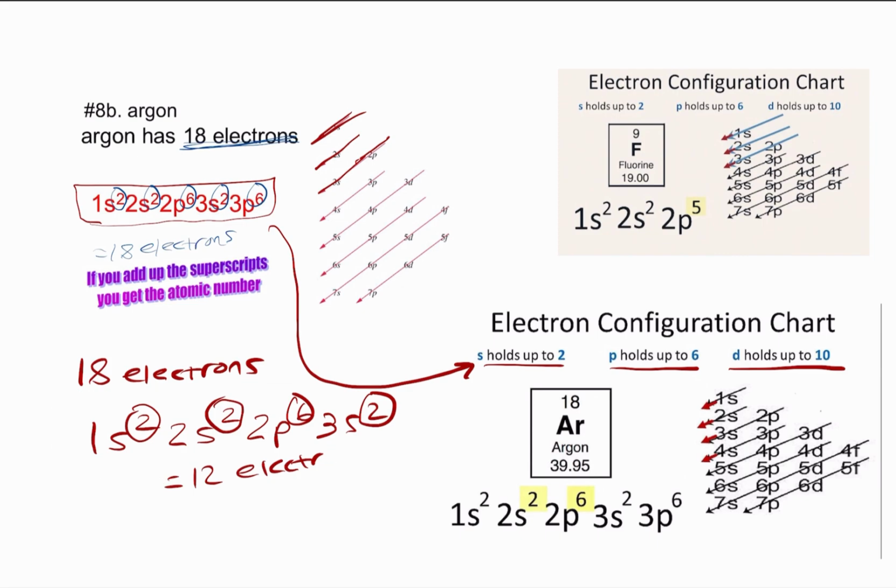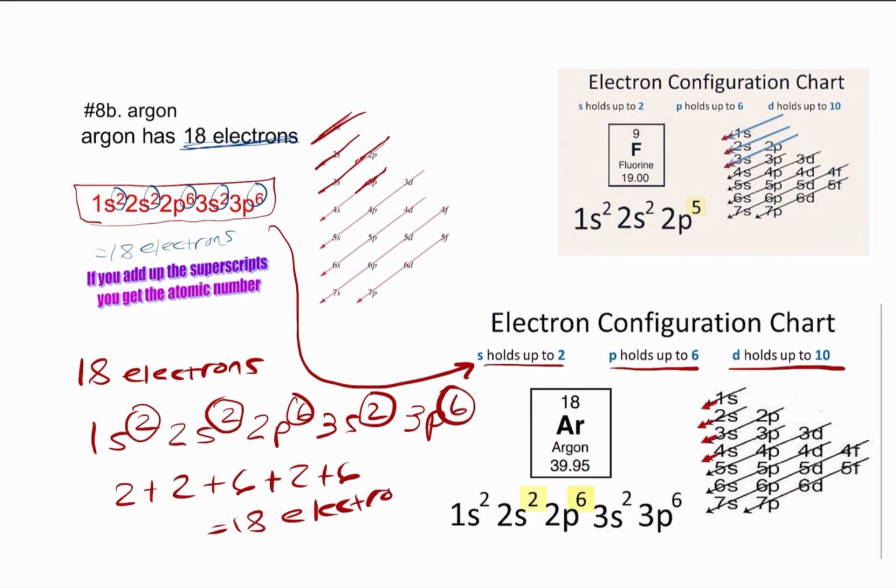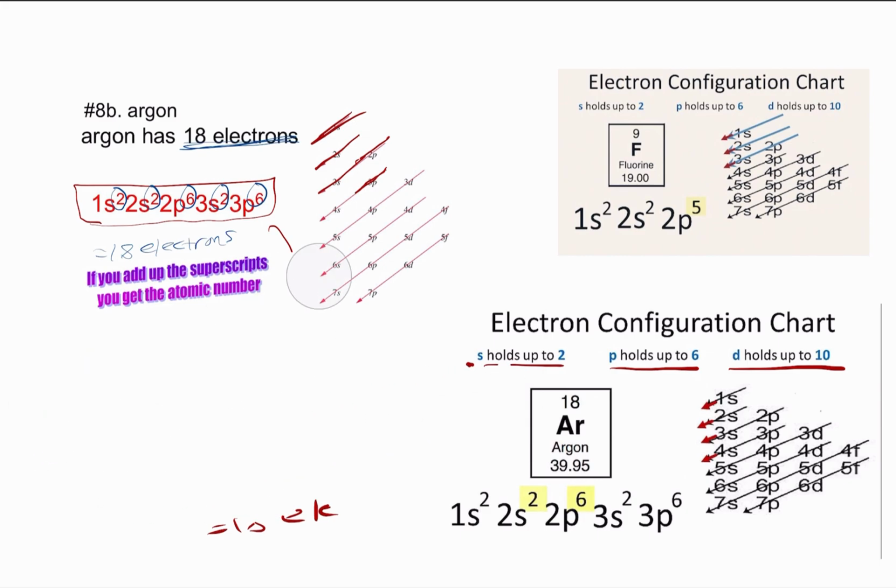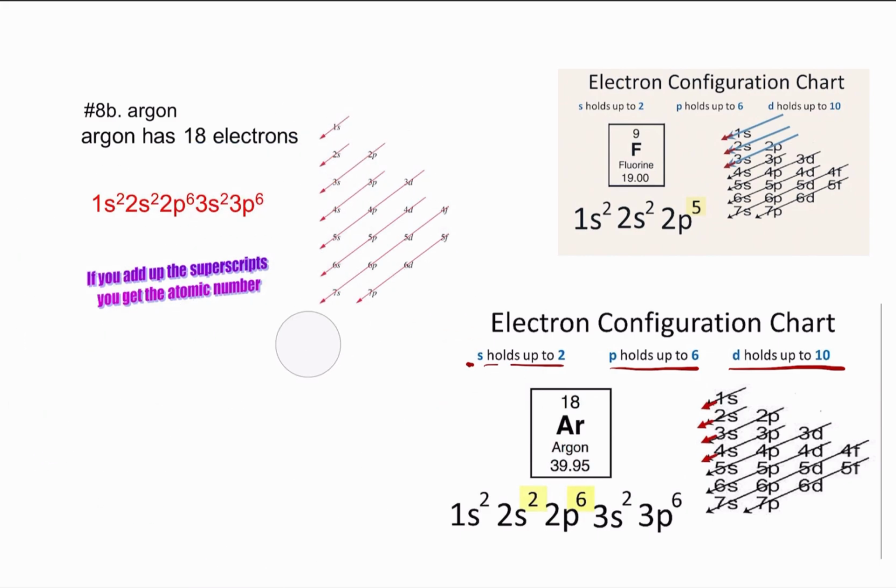So if we go back, boom. We're going to keep going. So we have 1s2, 2s2, 2p6, 3s2, and now we're going to 3p, just 3p6, right? And now if we add it up, 2 plus 2 plus 6 plus 2 plus 6 gives us the 18 electrons that we need. So yeah, that's pretty cool. I hope you guys are catching on to this. I highly recommend trying to get a good idea about that chart.